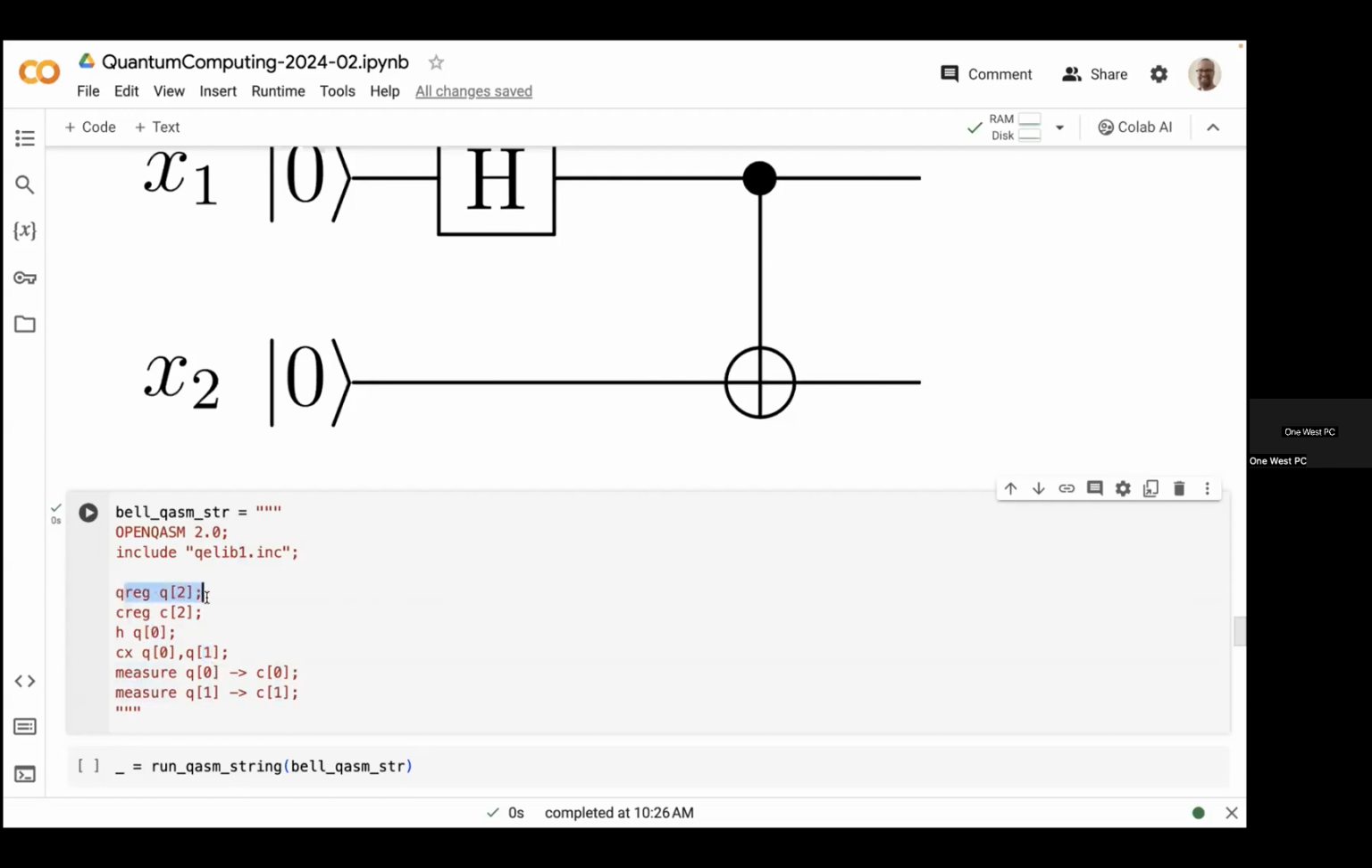I'm creating a quantum register of size 2, and a classical register of size 2. I operate with the Hadamard on my first qubit. X is the notation for the C0 gate, right? Because it's a controlled X gate, with my control being 0, my target being 1, right? And then I'm going to measure, and there's my QASM string.